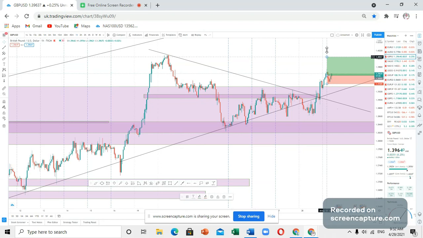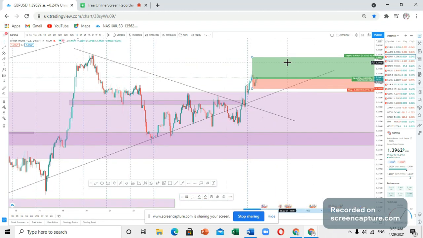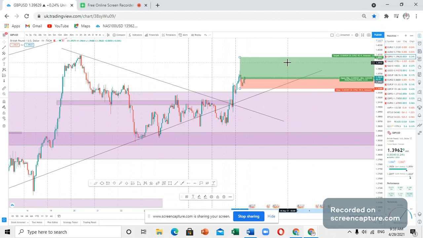I'm looking forward to capitalizing on it up to that region. Hopefully, I'm very optimistic that all will go well. So that is what I'm currently holding. I'm currently holding that trade. Let us hope for the best.